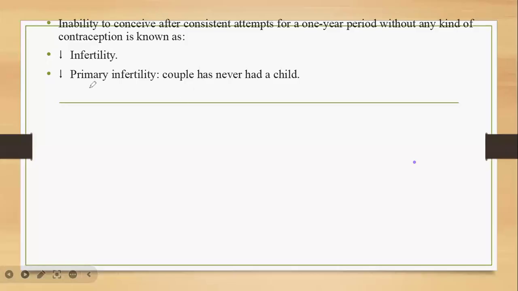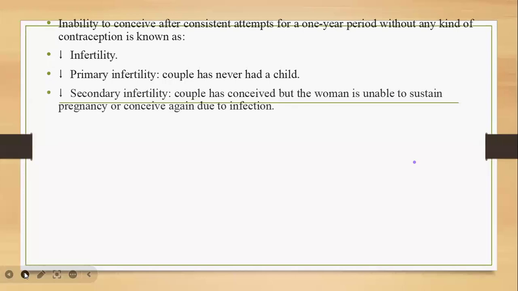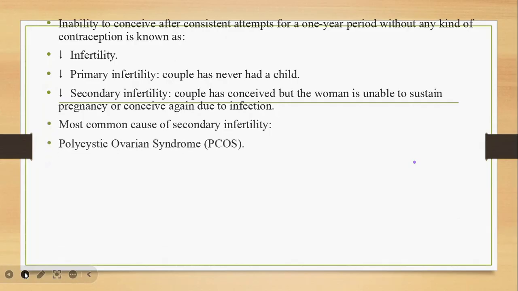Primary infertility is in couples who have never had a baby. Whereas secondary infertility means they had conceived once, but now they are not able to conceive, maybe because of a secondary infection. So till now we studied infertility: primary, never conceived, and secondary, once conceived and next time not able to conceive. The most common cause of secondary infertility is PCOS, one of the important causes.